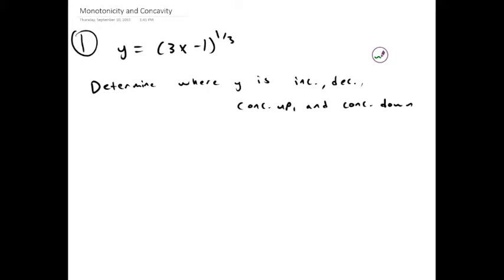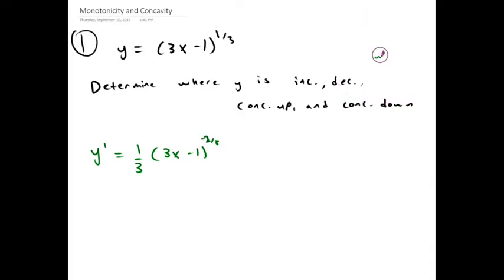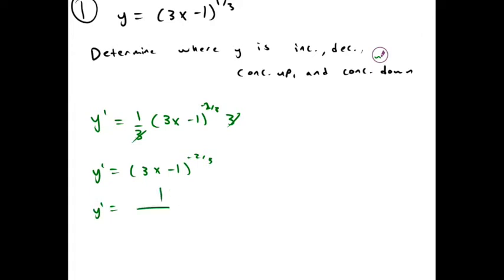So to find out where it's increasing and decreasing, we need to take the derivative. So y prime is going to equal 1/3 times (3x minus 1) to the negative 2/3 power. And then using chain rule, we get 3. So these 3's will cancel. So y prime is just (3x minus 1) to the negative 2/3, and we can write that as 1 over (3x minus 1) to the 2/3.